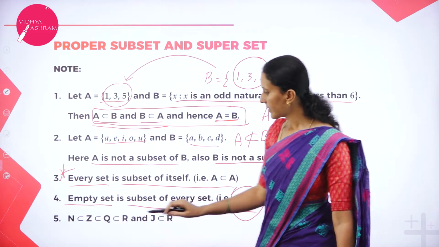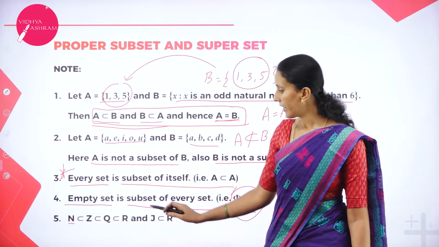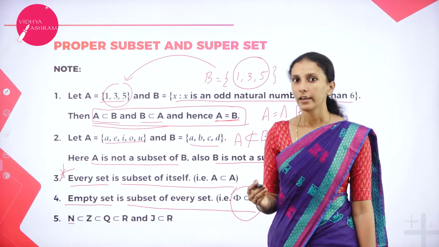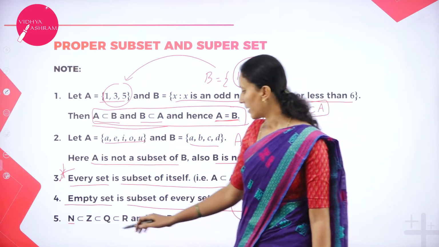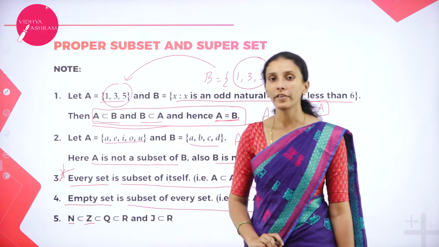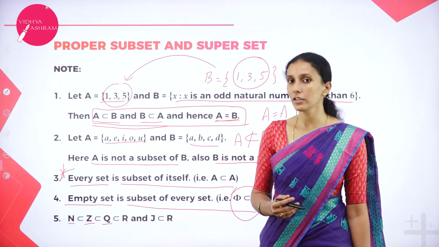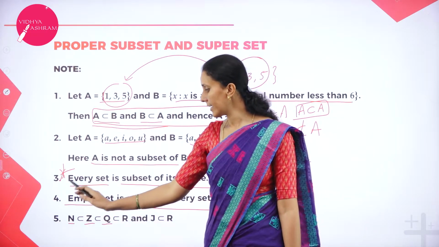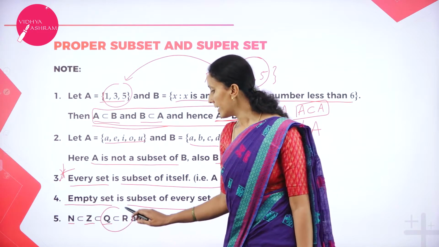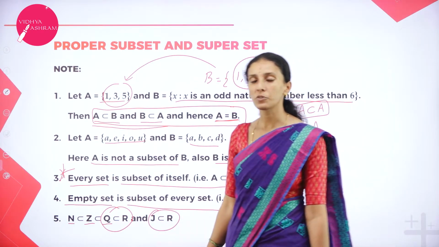Here are the sets in mathematics: N natural numbers, Z integers, Q rational, R real, and the irrational numbers I have taken as J. We know that the set of natural numbers, that is 1, 2, 3, is contained in Z because Z contains all the natural numbers. So we can write natural numbers as a subset of integers. Any integer can be written in the form p by q, so integers and natural numbers are also subsets of rational numbers. And clearly, rational numbers are a subset of real numbers, and irrational numbers are a subset of real numbers.